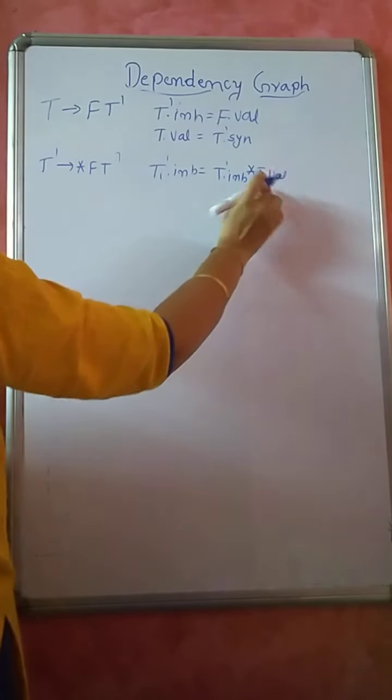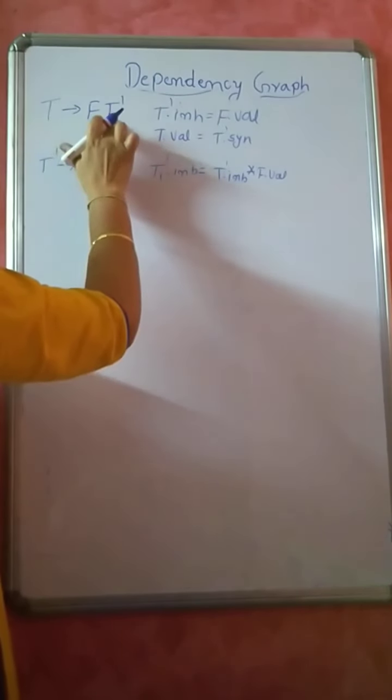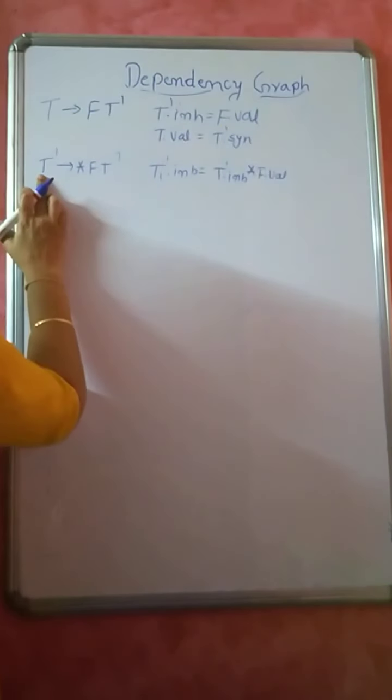What are you getting here? Here this T dash inherited depends on the value of this and this. What is the T dash inherited I am getting here? It is F dot value. So T dash inherited is F dot value, and that will be passed over here. And I am finding this T1 dash inherited as this T dash inherited multiplied with this F dot value.